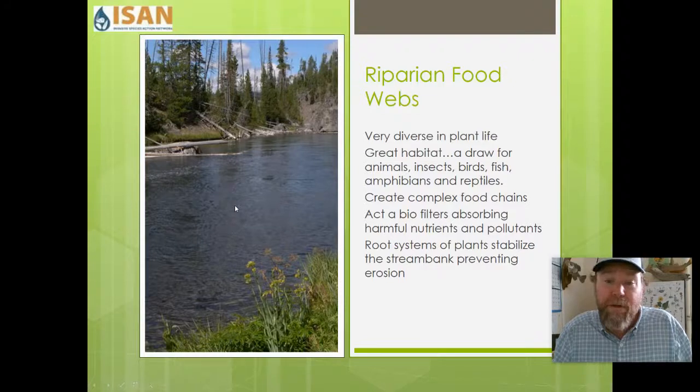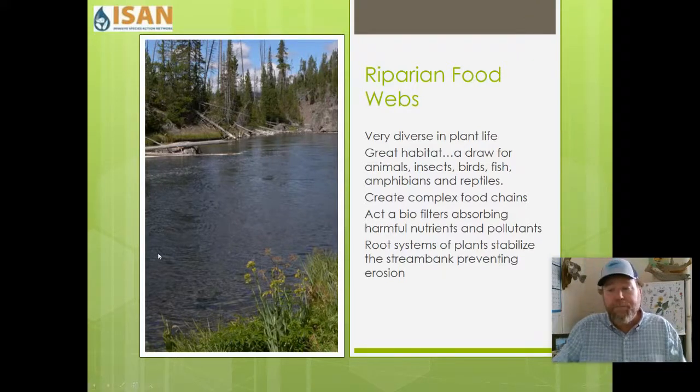Riparian areas act as biofilters to help filter harmful nutrients and pollutants out of the water. And the root systems help to stabilize the stream bank, preventing erosion.